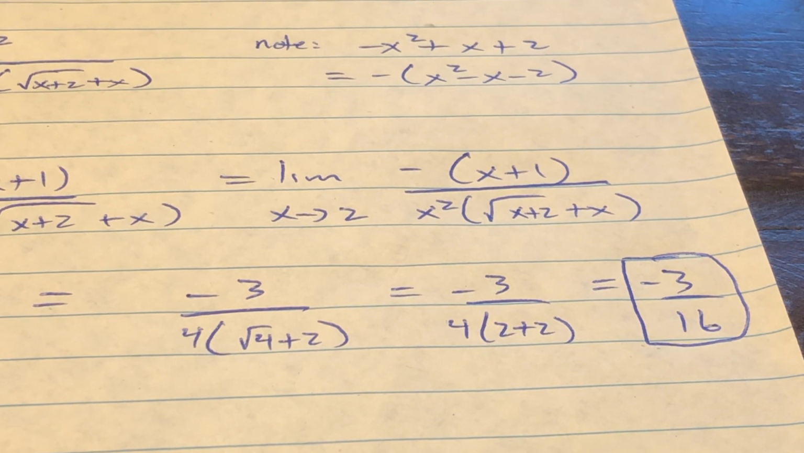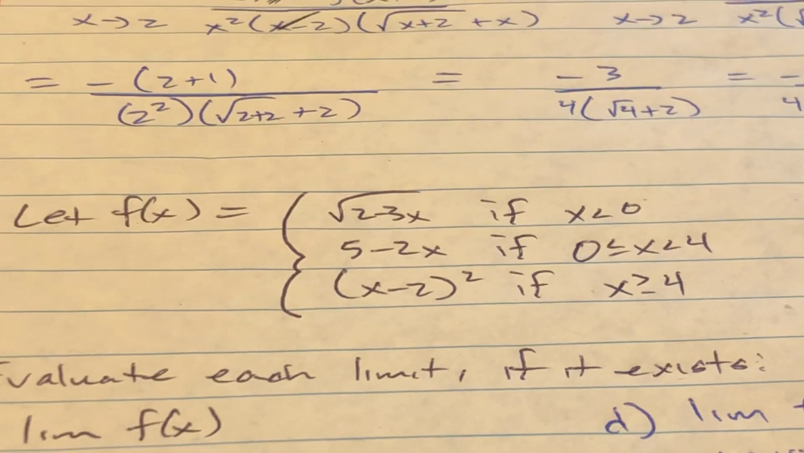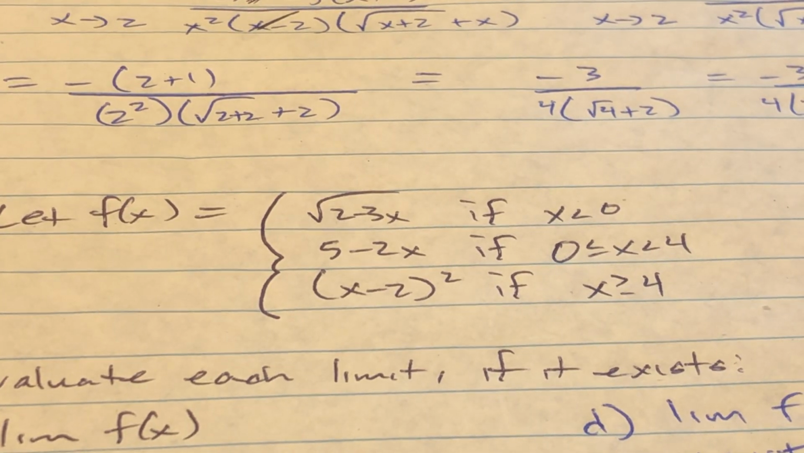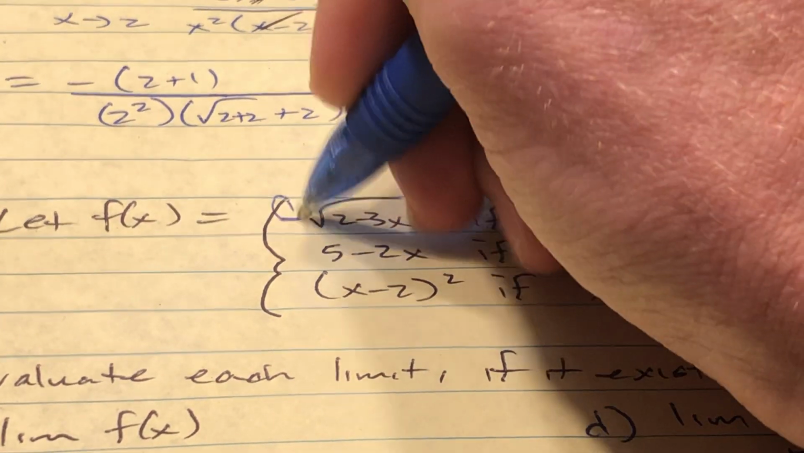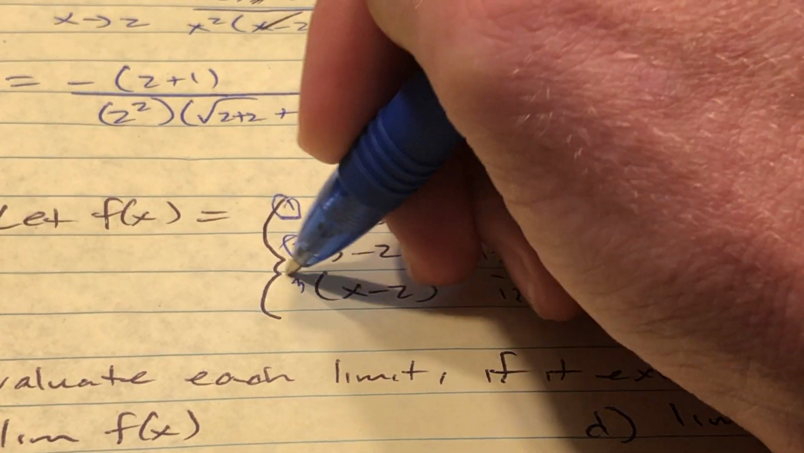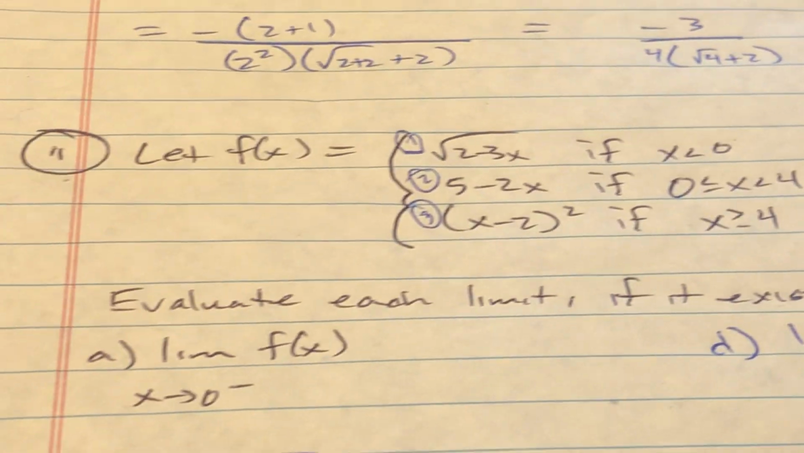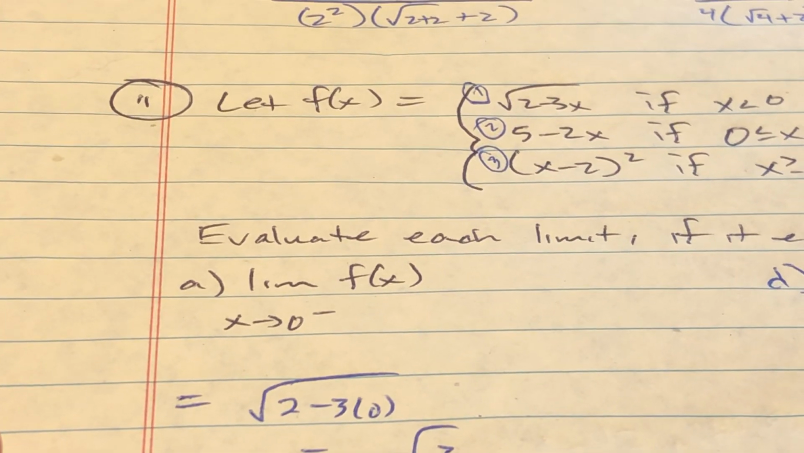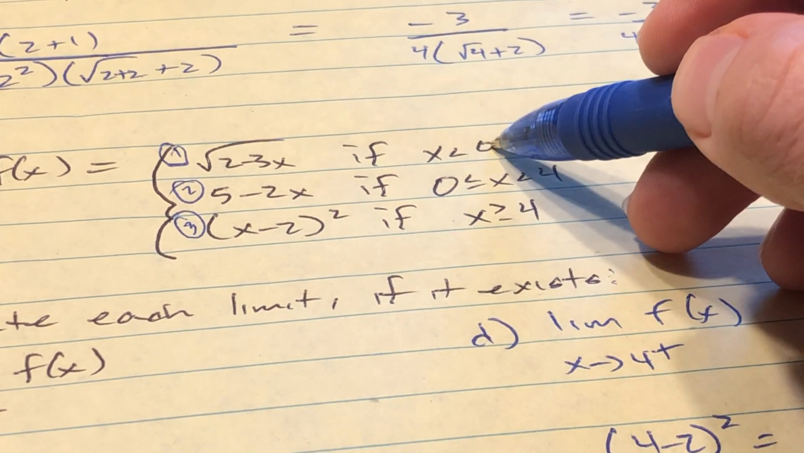And lastly, for this video for Tuesday, the last one here. Let f of x equal that piecewise function. We just said that's number 1, that's 2, that's 3. You had a bunch of these in college algebra. Evaluate each limit if it exists. The limit as x approaches 0 from the left. So what does it mean to be on the left side of 0? It means to be less than 0.